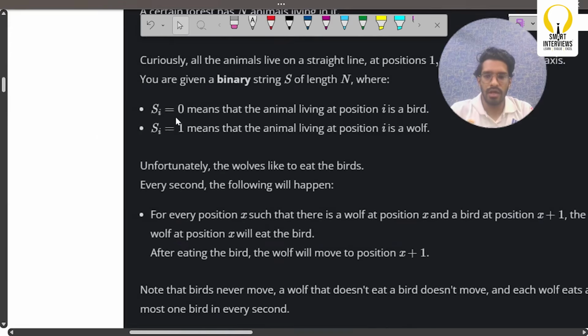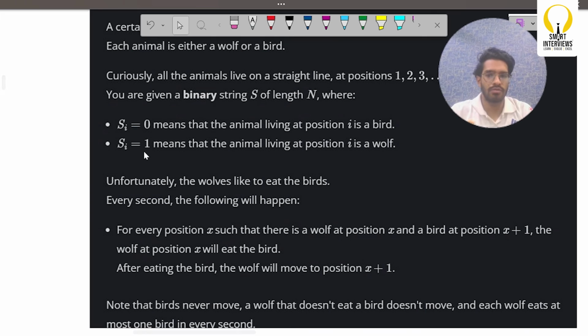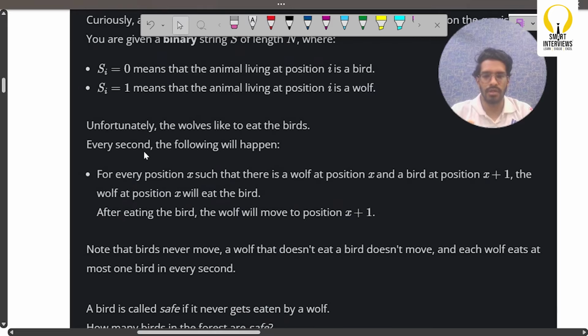As you can see, according to the problem statement, s of i being 0 means that the animal living at the ith position is a bird. And s of i equal to 1 means that the animal living at that position is a wolf. So if it is a 0, it is a bird, and if it is a 1, then it is a wolf. Let's see what we have to do with this. Unfortunately, the wolves like to eat the birds. Every second, the following will happen.